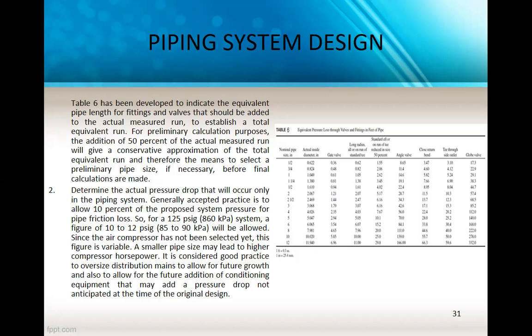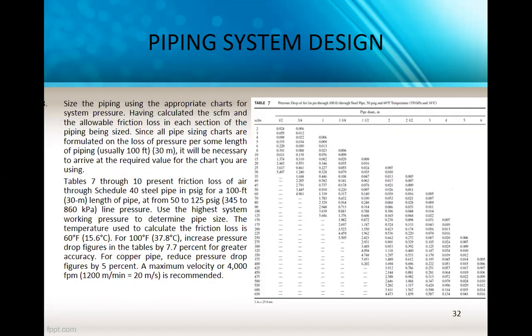Since the air compressor has not yet been selected, this figure is variable. A smaller pipe size may lead to higher compressor horsepower. It is considered good practice to oversize distribution means to allow for future growth and also to allow for future addition of conditioning equipment that may add a pressure drop not anticipated at the time of the original design. So okay lang yung sa pipe size. Sa compressor selection, so doon ka dapat accurate. Mahal ang compressor. Number 3, size the piping.